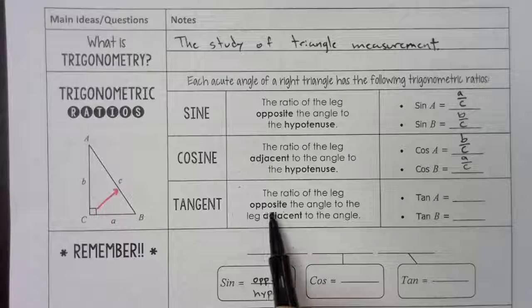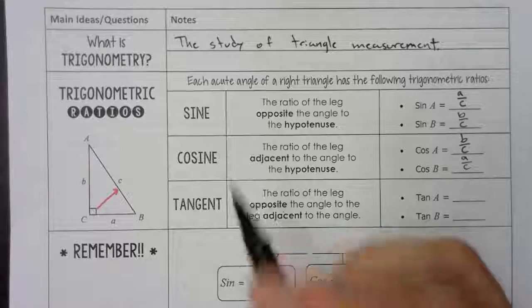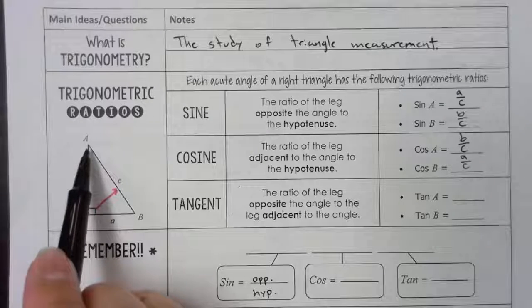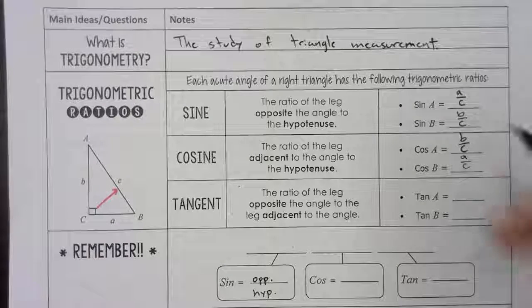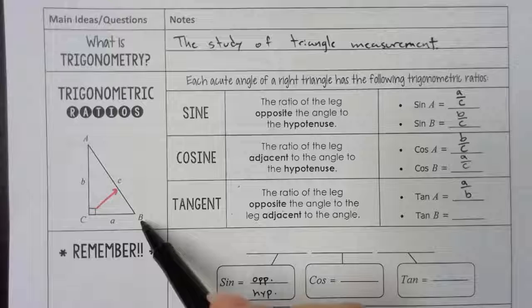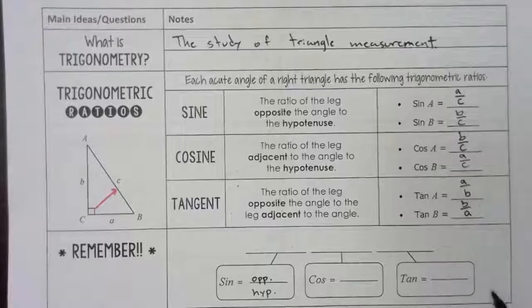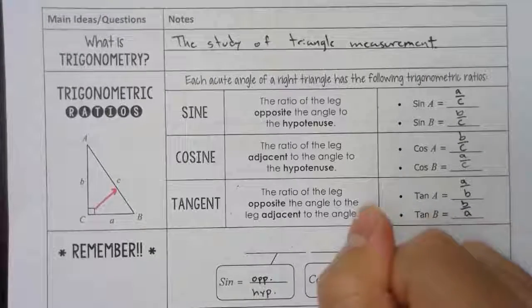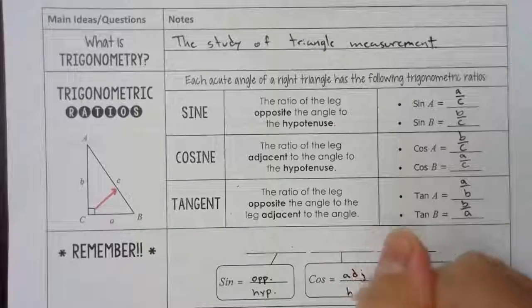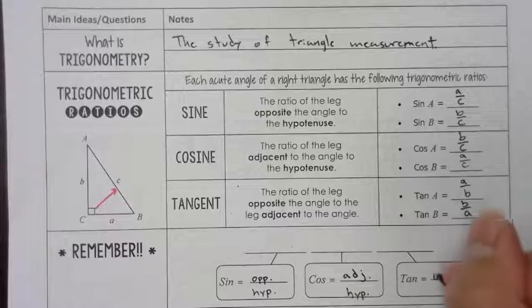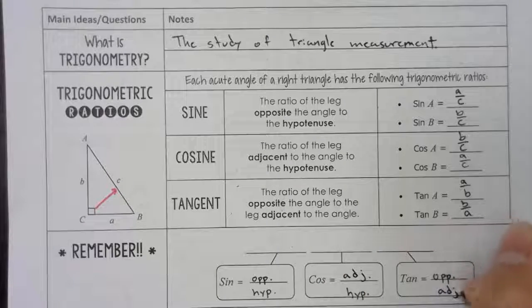Tangent will be the ratio of the leg opposite the angle to the leg adjacent to the angle. So tangent of A, here I am in angle A, so opposite over adjacent, opposite little a, adjacent little b, so A over B. The tangent of angle B, here's angle B, so opposite over adjacent, little b over A. So to finish here, cosine again was adjacent over hypotenuse, so you can abbreviate ADJ over HYP. And then tangent, we said, was opposite over adjacent.